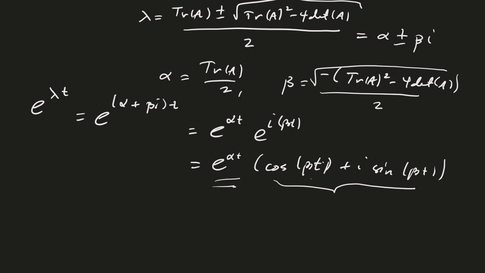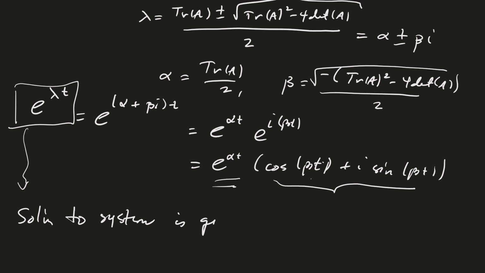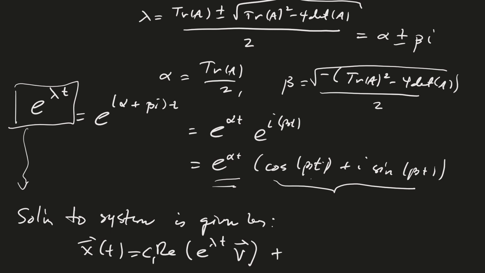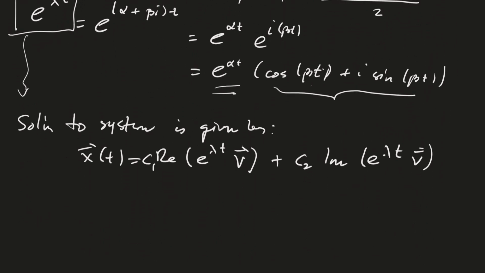Let's go back to our e to the lambda t, and the solution to the system is given by x of t equals c1 times the real part of e to the lambda t times eigenvector v, plus c2 times the imaginary part of e to the lambda t times v. So you only have to work with one lambda, and then we also have to compute our eigenvector.